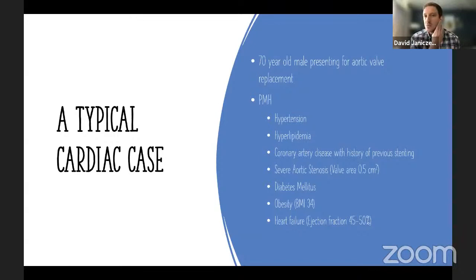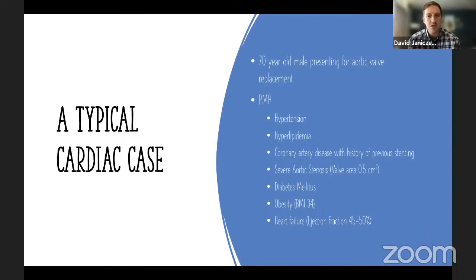All right, so let me jump into a typical cardiac case and show you what I think about, what some of the different components are. Our typical patient is a 70-year-old male presenting for aortic valve replacement. He has hypertension or high blood pressure, hyperlipidemia or high cholesterol, and coronary artery disease, but he's got some stents in the past. So we're less concerned about his vessels at this point.